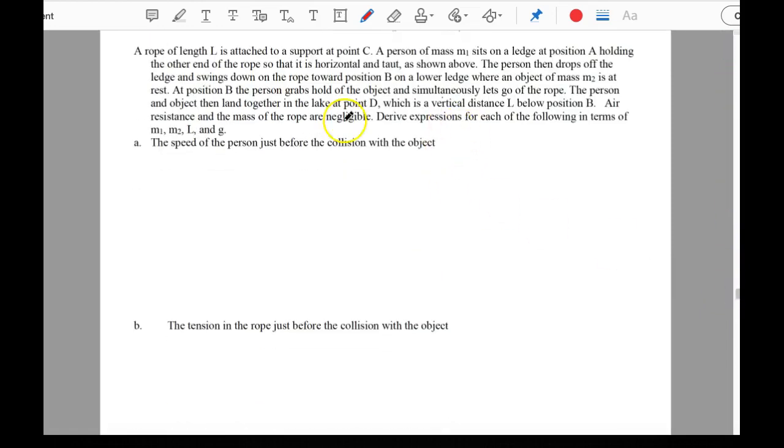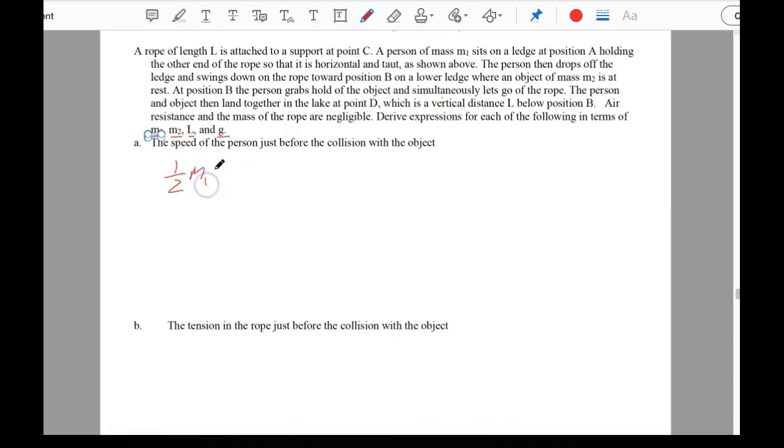To do that, they also want to make sure that we're doing this in terms of M1, which is the person, M2, which is the object, L, the length of the string, and G. So this one's pretty easy to do. We just have to think about conservation of energy. At the top, we have potential energy due to gravity. At the bottom, we have our kinetic energy.